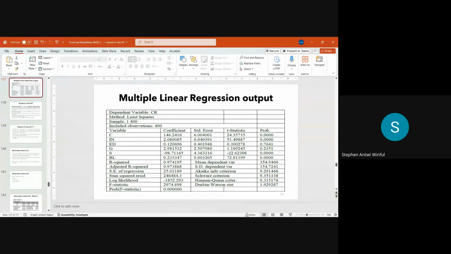Now move to the p-value. The constant here is 0.0000, so it is less than 0.05. For IN, less than 0.05. For ED, you see it is 0.7, more than 0.05. For G, it's 0.23, more than 0.05. So for G, the standard error was less than its estimate, signifying significance, but the T and the P are saying otherwise. So out of the 3 criteria, 2 say it is insignificant, and so you conclude that G is indeed insignificant.